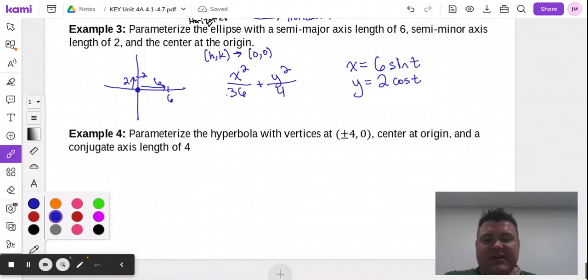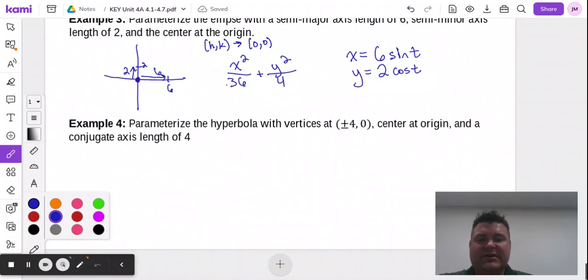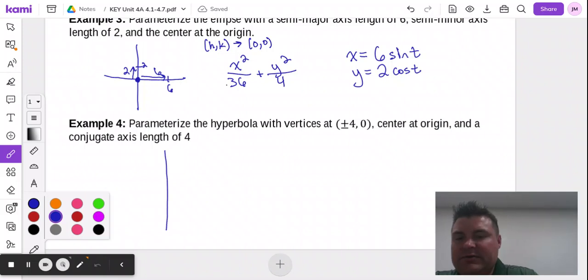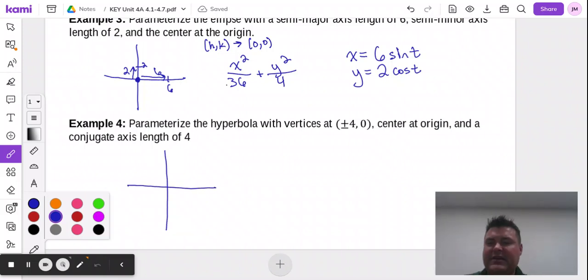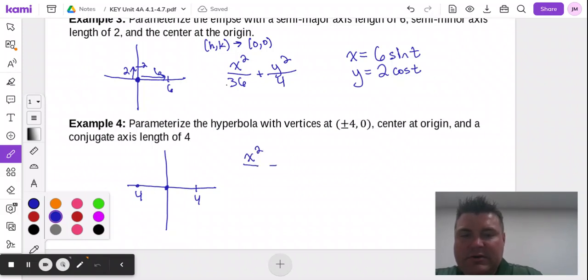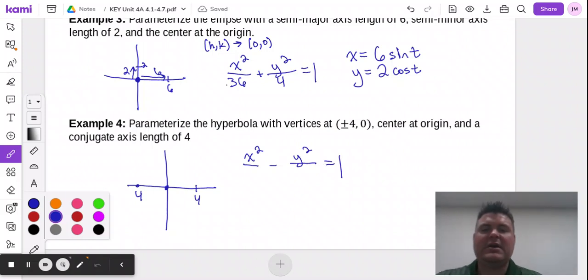Parameterize the hyperbola with the vertices of plus and minus 4, 0, center at the origin, and a conjugate axis length of 4. Conjugate axis length is, I don't want to say minor axis length, minor axis length is always lower, but it's the length of the negative in the hyperbola. I'll just explain it when we get there. Okay, so we have the center at the origin, and we have vertices at 4 out here, 4 out here. So this is clearly x squared minus y squared equals 1. That should have been equals 1 up here as well.